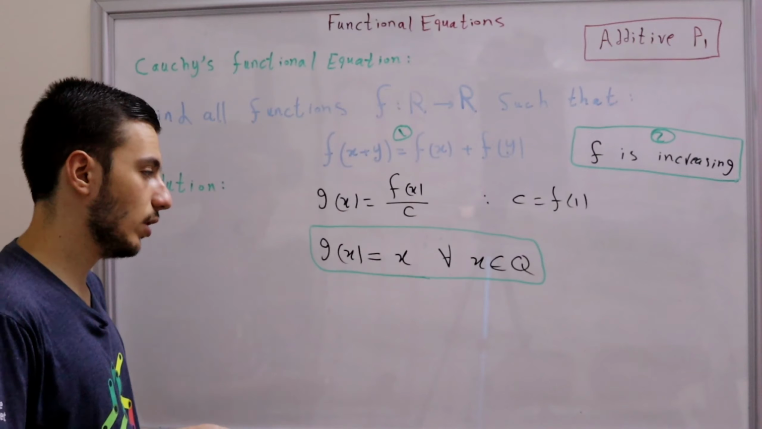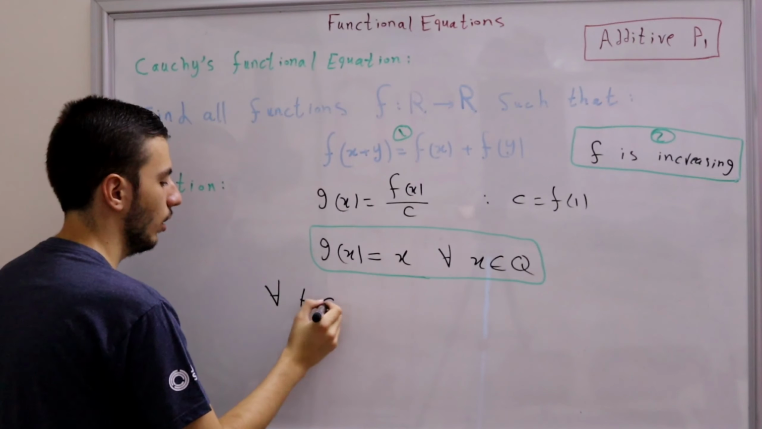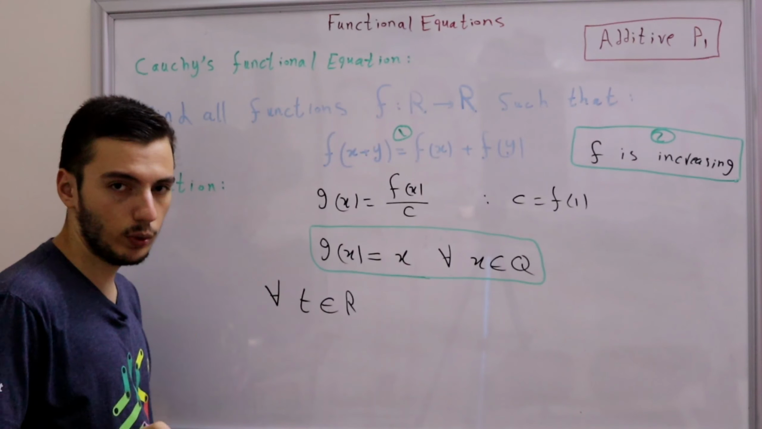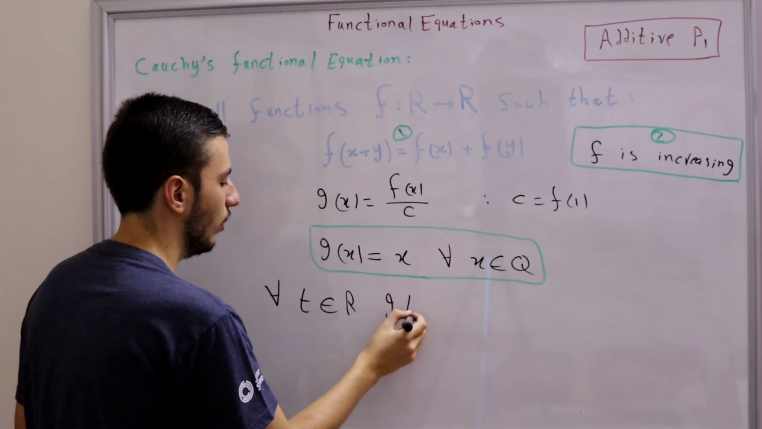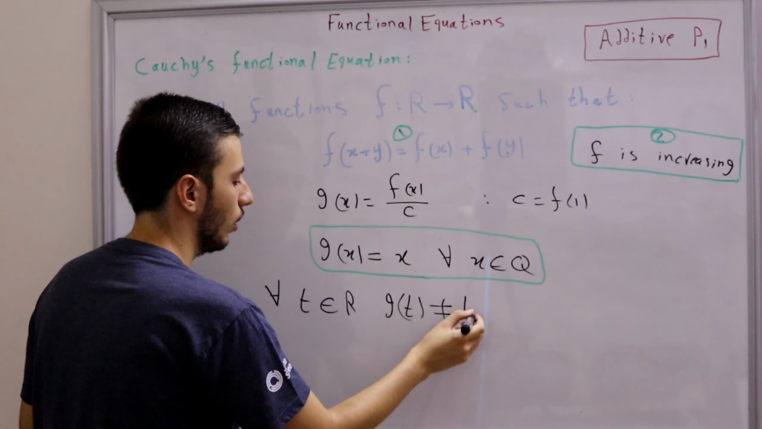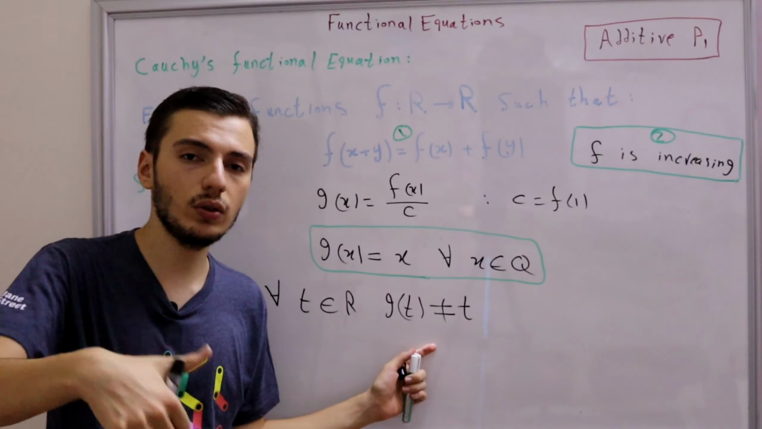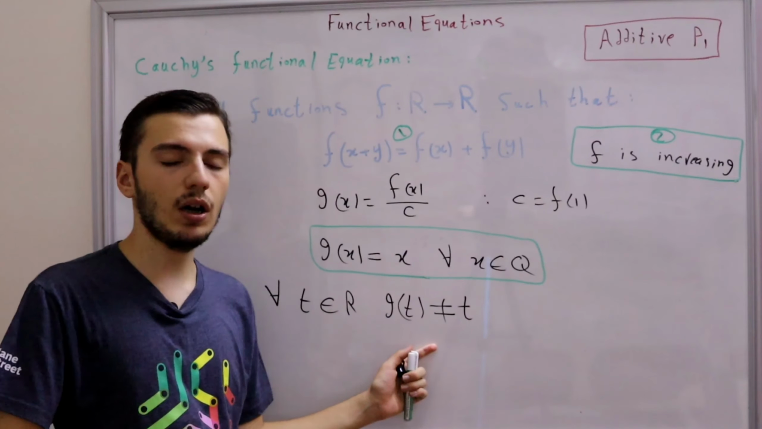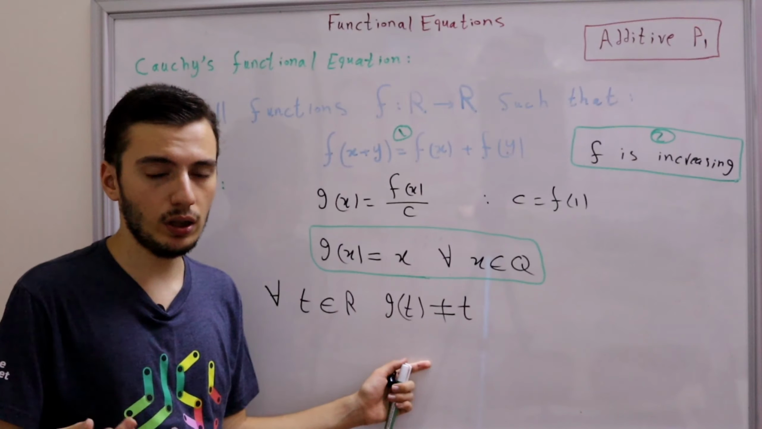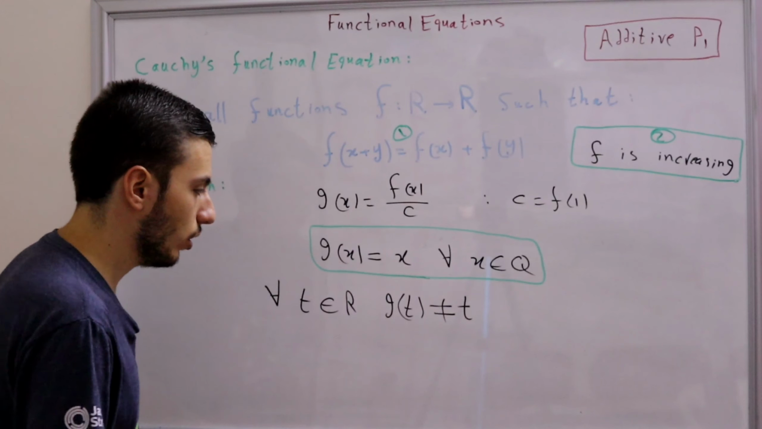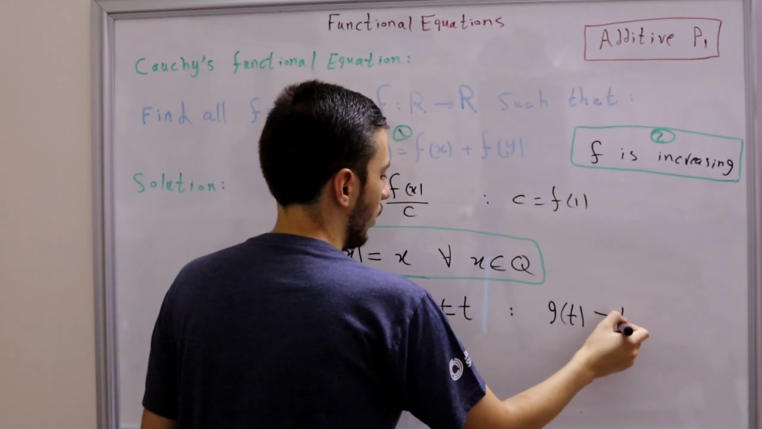So let's prove this by contradiction. Let's assume that there is some value t that is a real number, of course not a rational number, and that satisfies g of t isn't equal to t. Well, if it is not equal to t, then we have two cases. It is either greater than t or less than t. Let's pick one of them. Let's assume that g of t is greater than t, and we can show it in the same way for the second case.